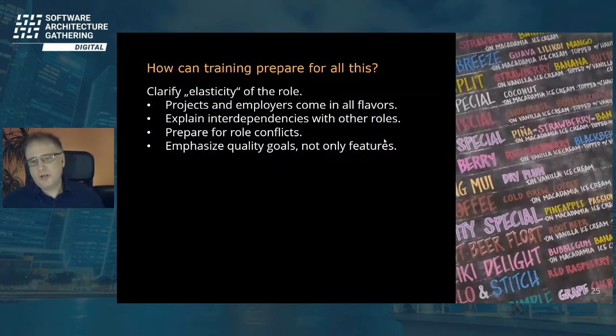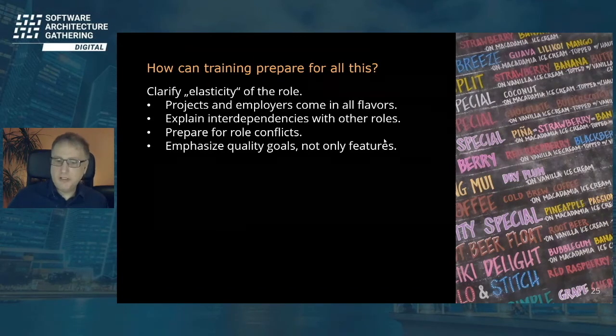So let me close this talk with how can we prepare people in training for all of this? The one thing is we have to clarify that the architect's role is very, very elastic. It can really differ depending on your environment, the needs of your environment. Projects and employers come in all kinds of flavors, and we have to teach people the interdependencies between their role and the other roles and prepare them for role conflict. We can, for instance, do this with exercises.